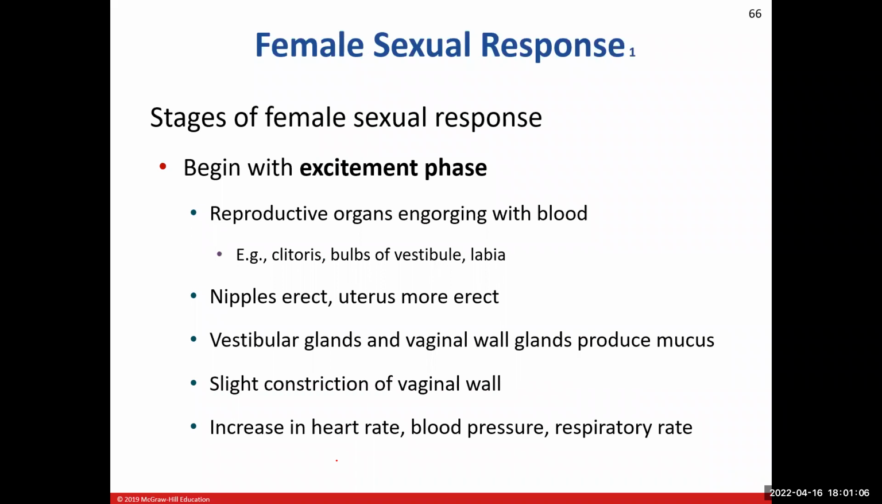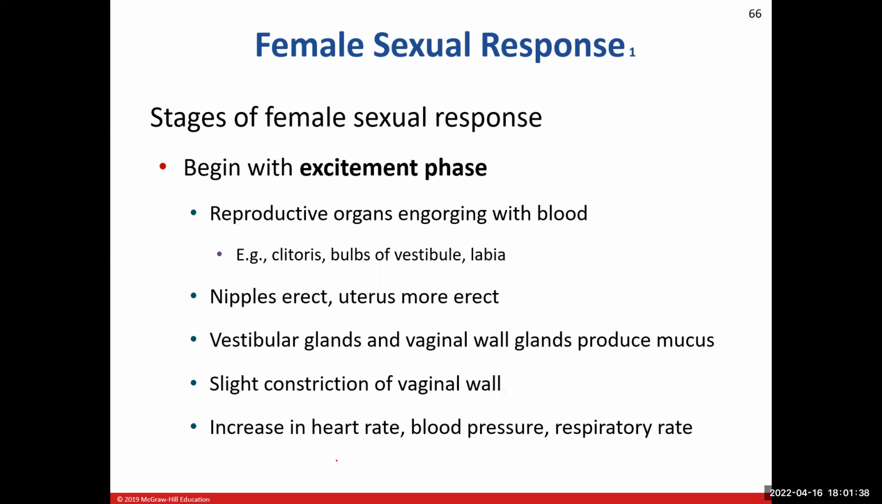All right, so this brings me to the female sexual response, almost done here. There are a couple of different stages for the female sexual response. The first stage we begin with is the excitement stage. This is where certain reproductive organs start to fill up with blood. The clitoris, the labia minora and labia majora, and the bulbs of the vestibule are just a couple of examples of those organs that fill up with blood.